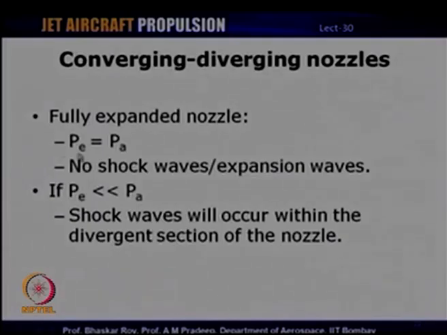Well, the ideal case one would like to have, of course, is a fully expanded nozzle where the exit pressure is exactly equal to ambient pressure. So, there are no shock waves or expansion waves here. Now, if the exit pressure is much less than the ambient pressure, then the shock waves will actually occur within the divergent section of the nozzle. We have already seen that when we were discussing nozzle performance and behavior, that if P E is much less than P A, shock waves may actually occur within the divergent section of the nozzle.